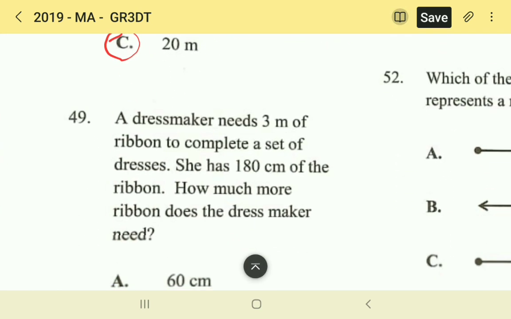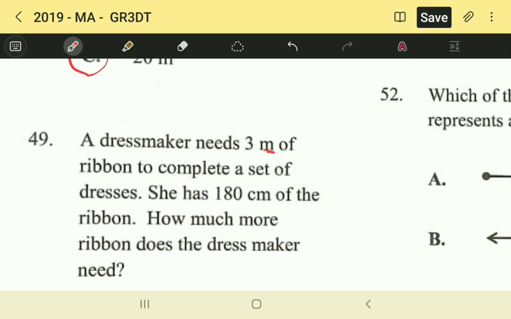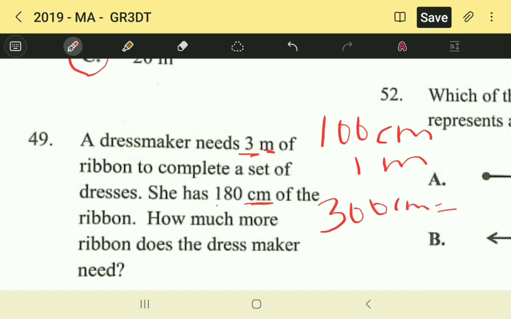Oh my God. Number 49. This is a repeat. Girls and boys of grade 3. A dressmaker needs 3 meters of ribbon to complete a set of dresses. She has 180, no, this is not a repeat, centimeters of the ribbon. How much more ribbon does she need? All right, so you're looking at 2 units here. Now you have to pay keen attention. You're looking at meters and you're looking at centimeters. Now, how many centimeters make a meter? 100 cm is the same as 1 m. All right, so to get 3 we need how many centimeters? 300. So we're going to need 300 cm being equal to 3 m.